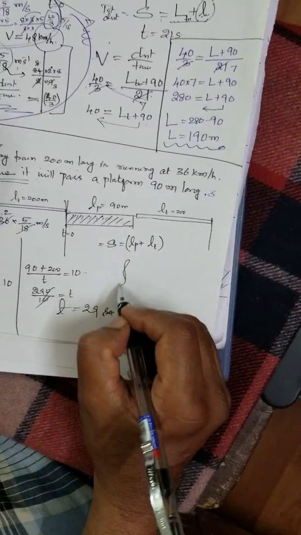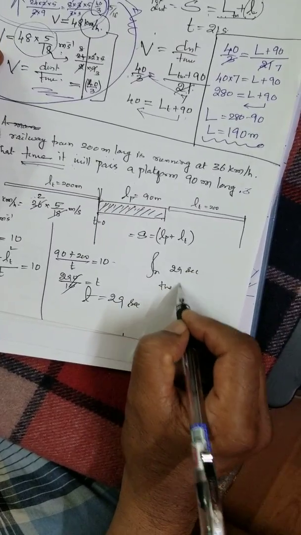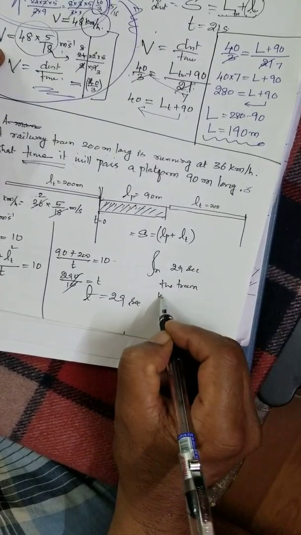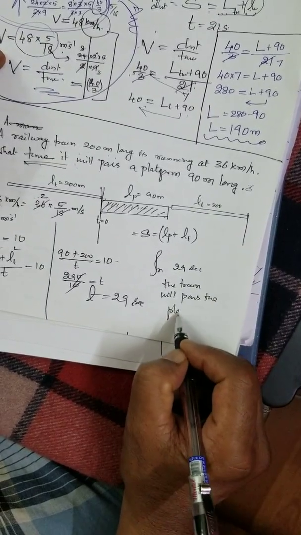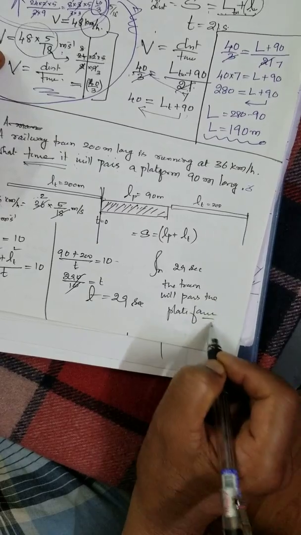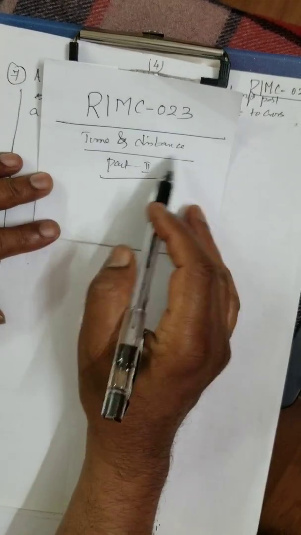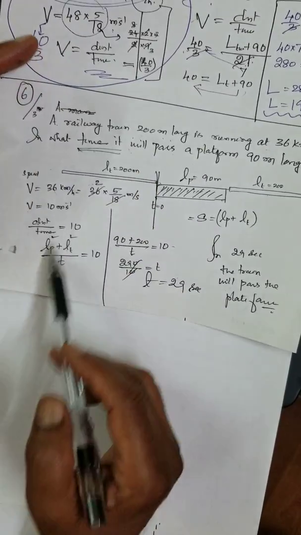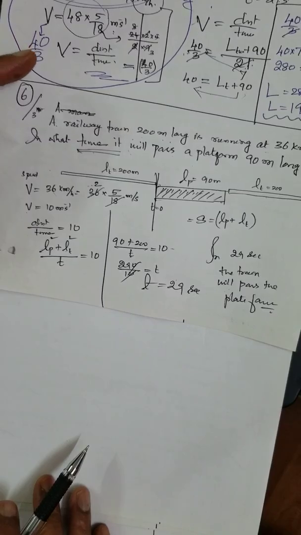In 29 seconds, the train will pass the platform. Alright. We have completed this second part. That means the railway train, we have finished this lesson. Right. Next sum I will take, the 7th.